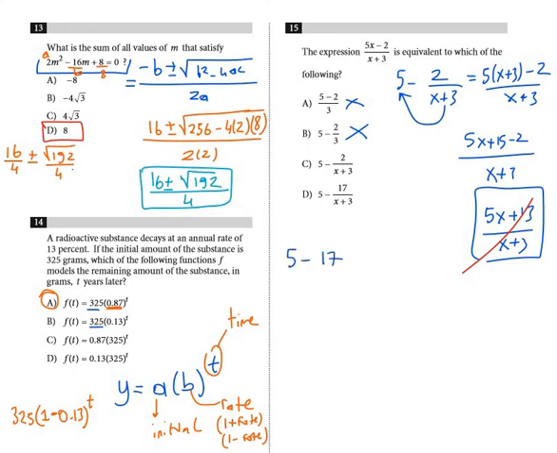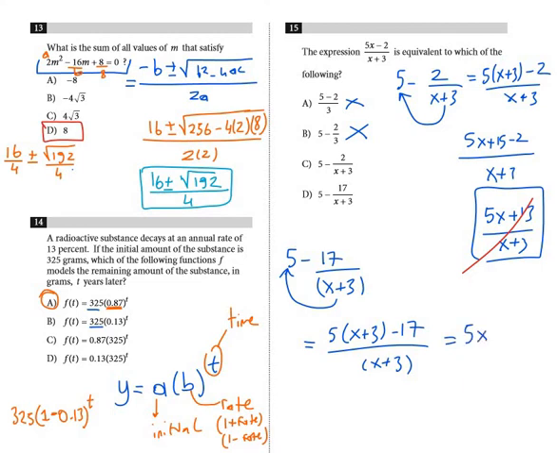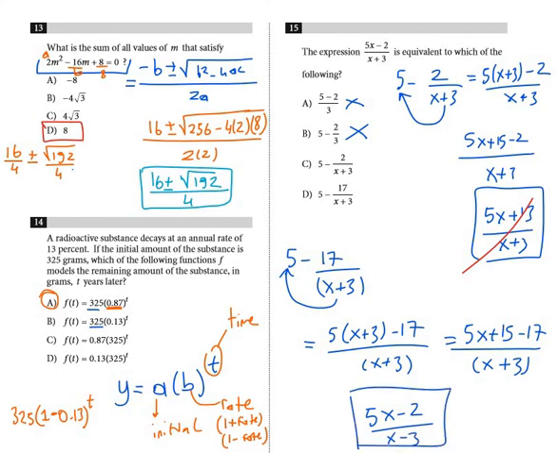So the answer is automatically D, but let's try. 5 minus 17 over x plus 3. So we're going to multiply x plus 3 times 5, subtract 17, keep the same denominator. 5 times (x plus 3) minus 17 over x plus 3. So 5 times x is 5x, 5 times 3 is 15, and we have negative 17 here, over x plus 3. And if you simplify, it's going to be (5x minus 2) over (x plus 3). Yes, this is the same as the question, so this is the answer. D is the answer.